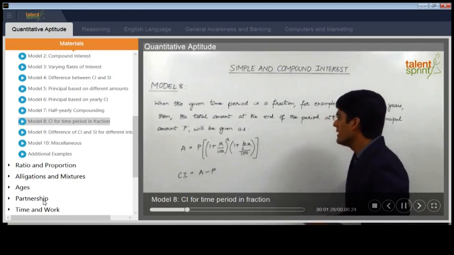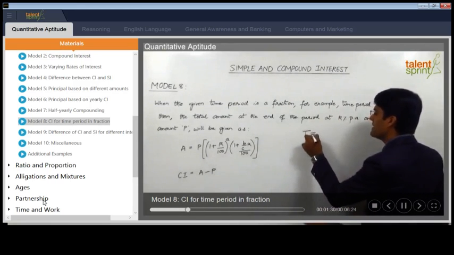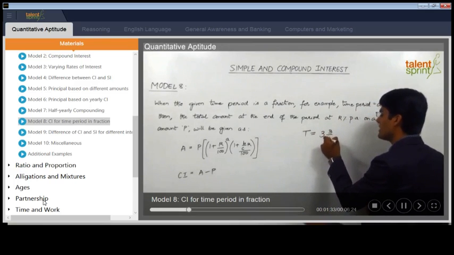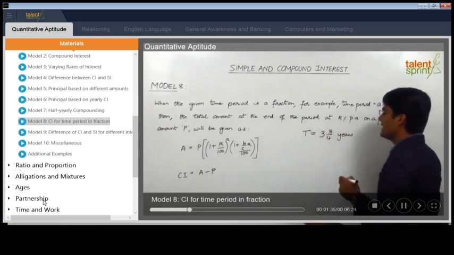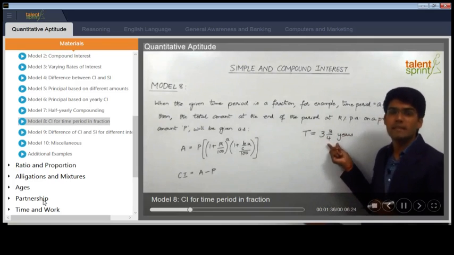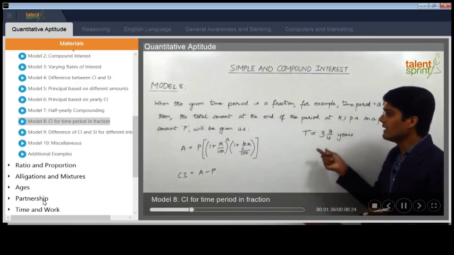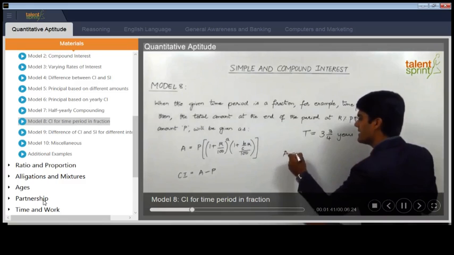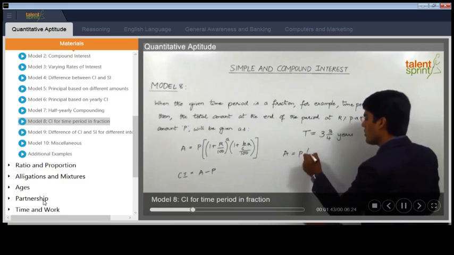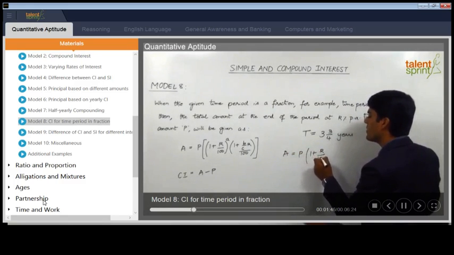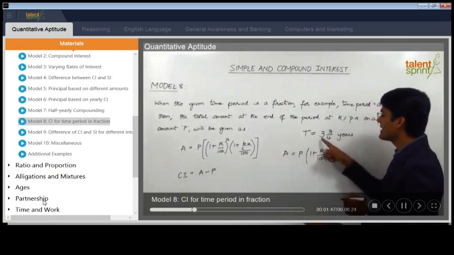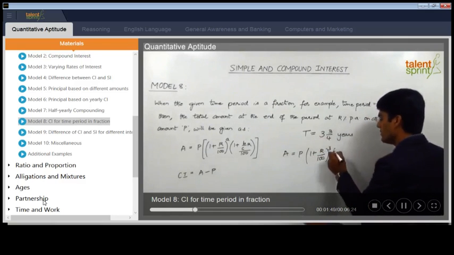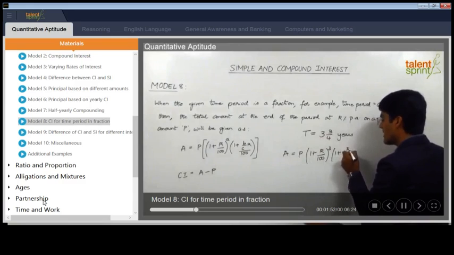For example, let's say that the given time period is equal to 3 by 4 years. As you can see here, this is like 3 complete years and 3/4 of a year. So in such cases, the total amount can be taken as the given principal into 1 plus R by 100 whole to the power of 3. That is nothing but the integer part 3 into 1 plus 3 by 4 times R divided by 100.